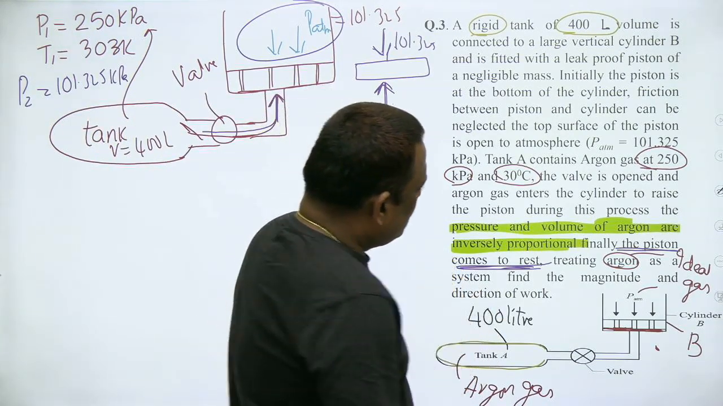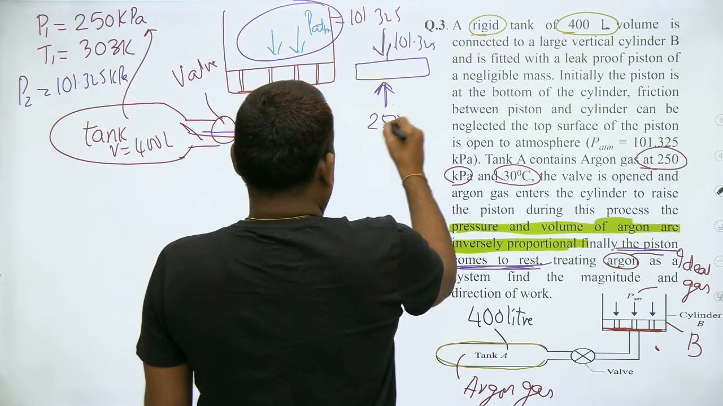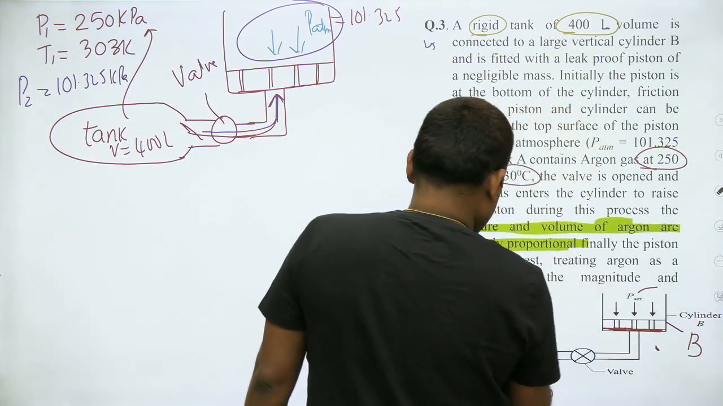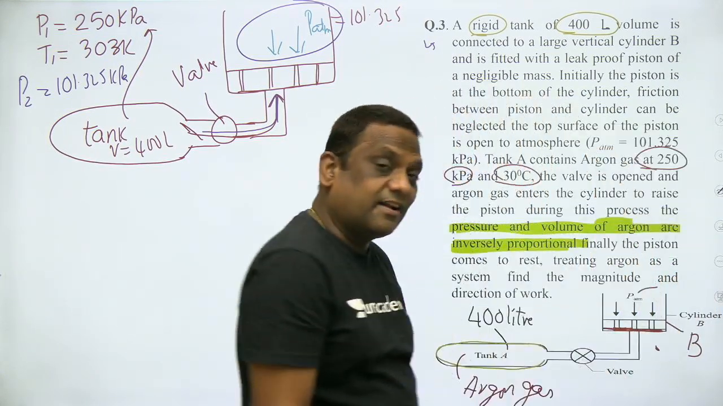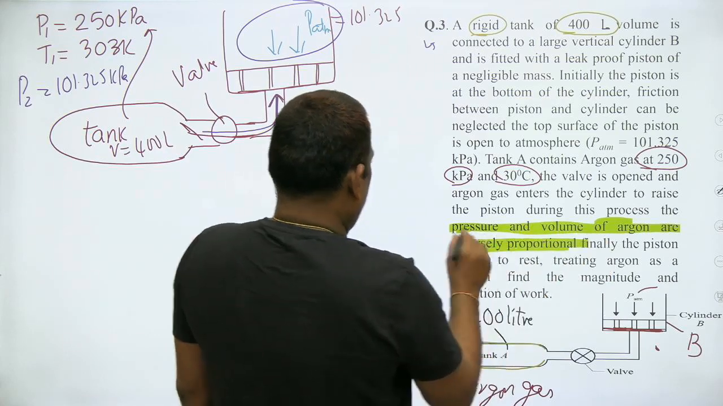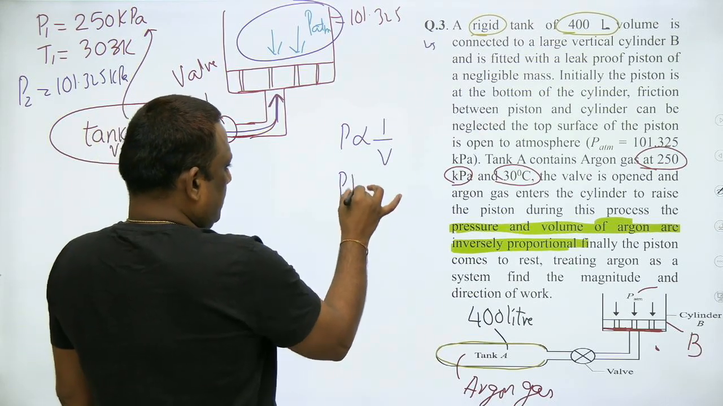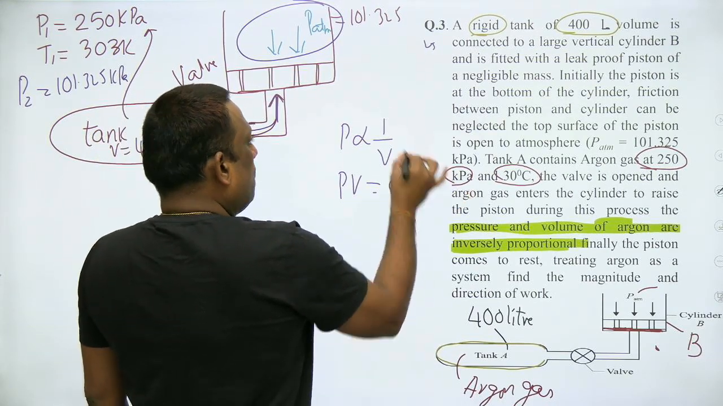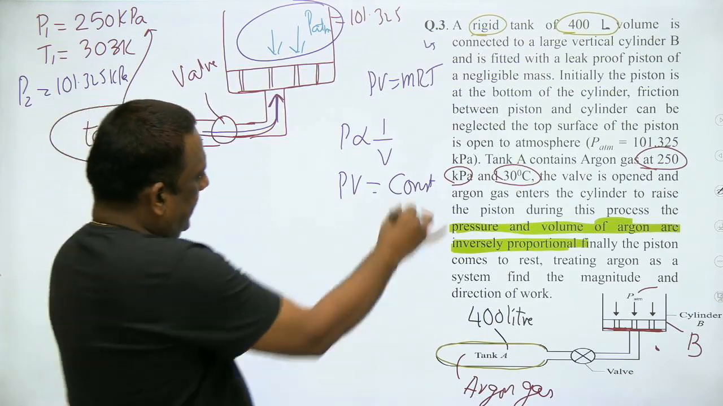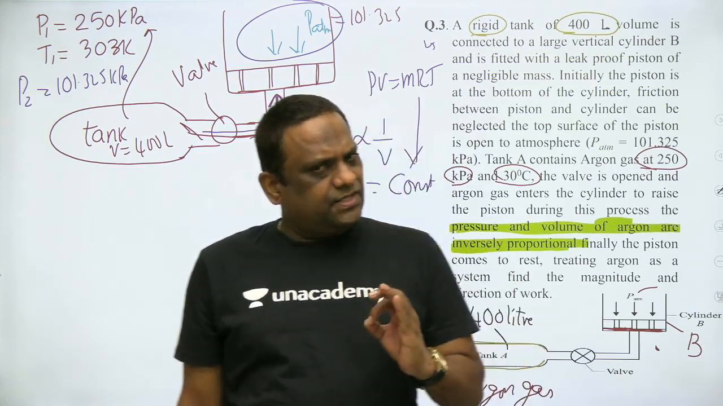Now some of the students have doubts, I'll tell you what those doubts are. Now sir, pressure is inversely proportional to volume, so PV is equal to constant, for an ideal gas PV is equal to mRT. So can I treat this as isothermal? Oh, that's a good question, my dear students.